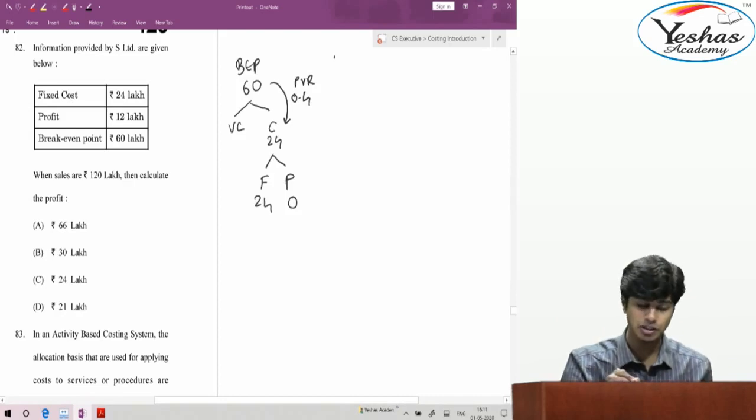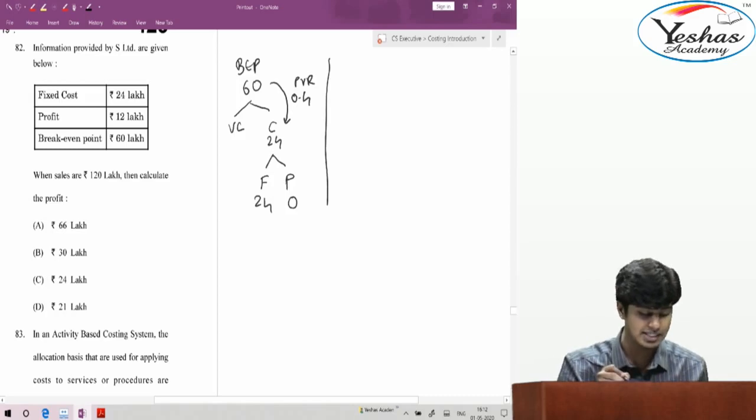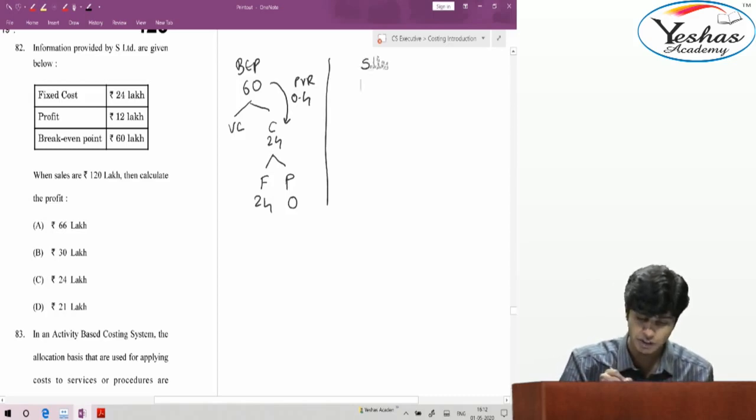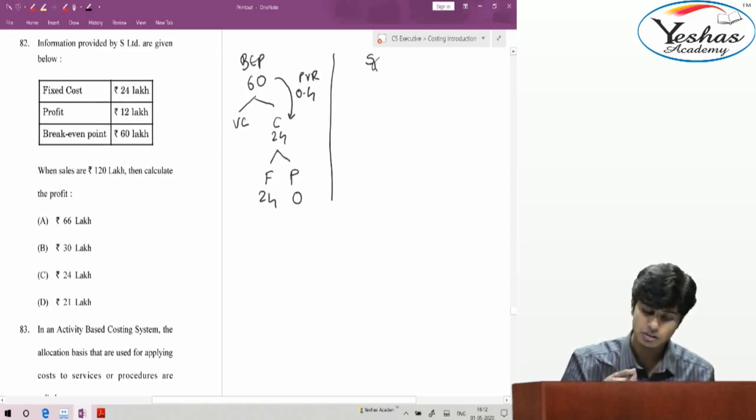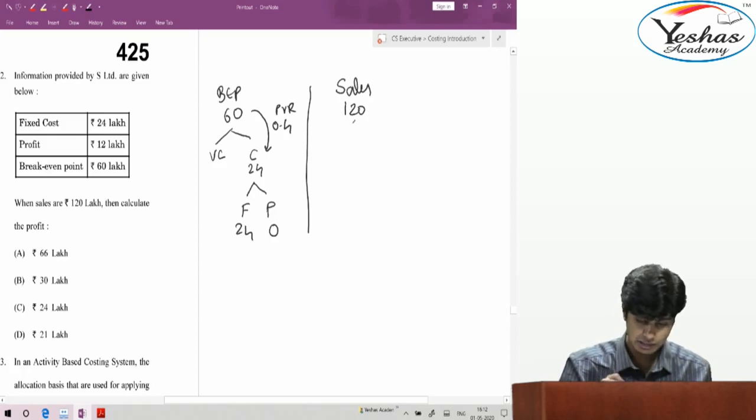That is 40%. Now using this data, can I solve this particular question where the sales are 120 lakh and they want to know how much is profit? So there is sales of 120 lakh. It will have two components, variable cost and contribution. Contribution will be 40% or 0.4.